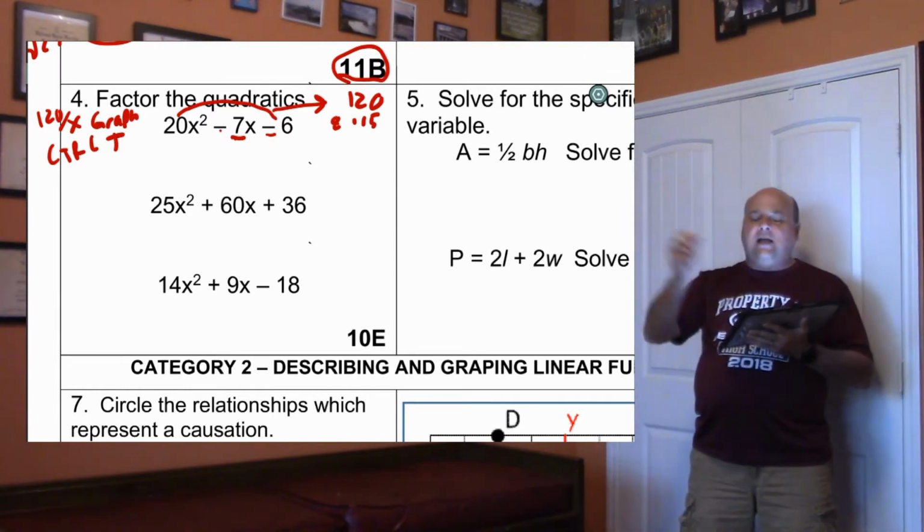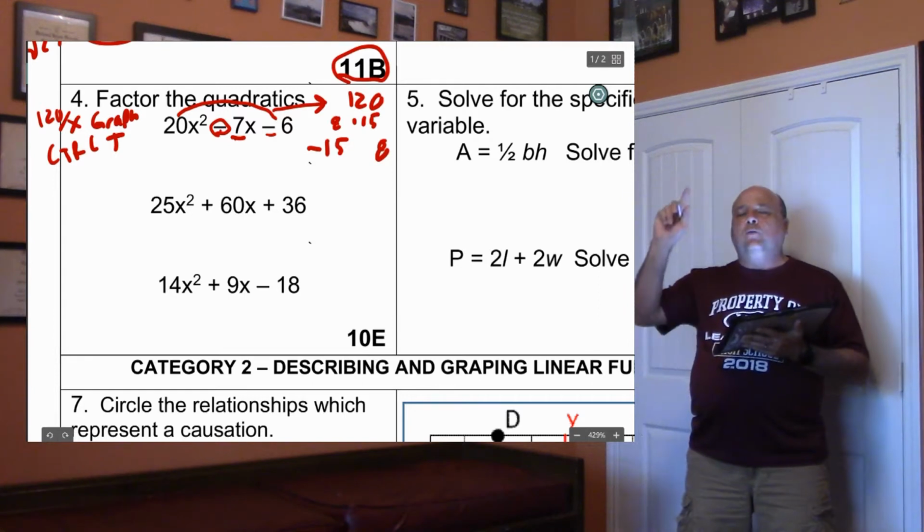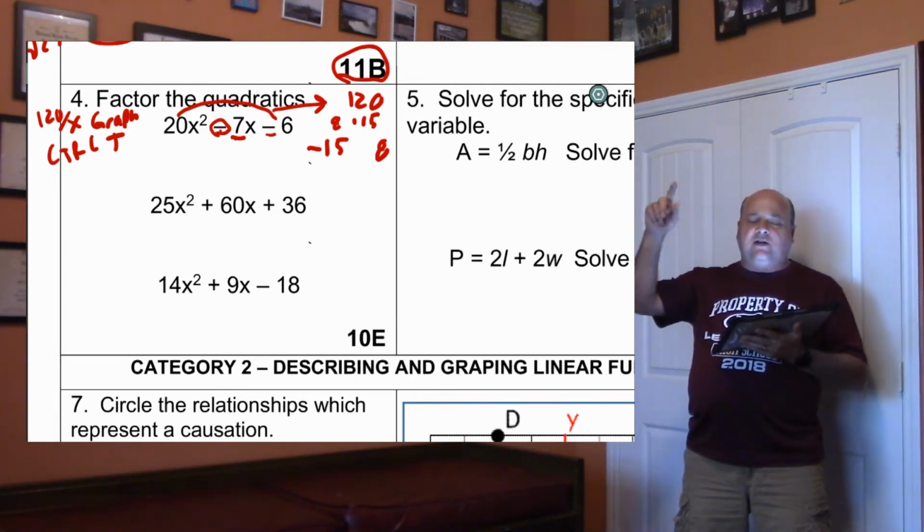I'm going to write that from the biggest to the smallest. This sign goes to the biggest factor. And then what do we do to -15 to get to the -7?